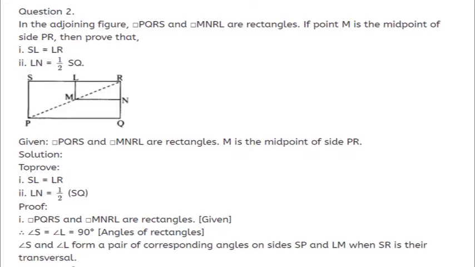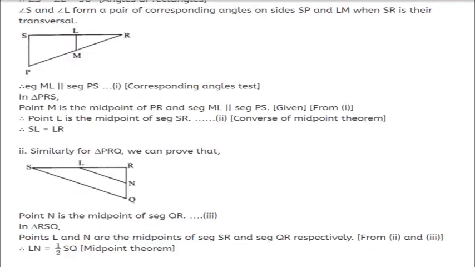because they are angles of rectangles. Angle S and angle L form a pair of corresponding angles on sides SP and LM where SR is their transversal. Look at the figure. So you get a figure like this when you take it from the original figure.